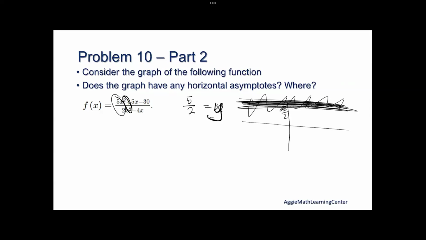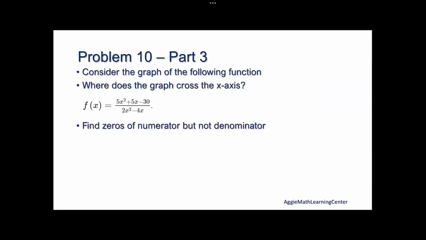Okay, at 5/2. And then where does the graph cross the x-axis? This is just asking us where the zeros are. So we have 5 times x minus 2 times x plus 3 as our numerator. So that means it will cross the x-axis at x equals 2, x equals -3. Or it will cross the x-axis at x equals -3, sorry, because the x minus 2 cancels out with the denominator.